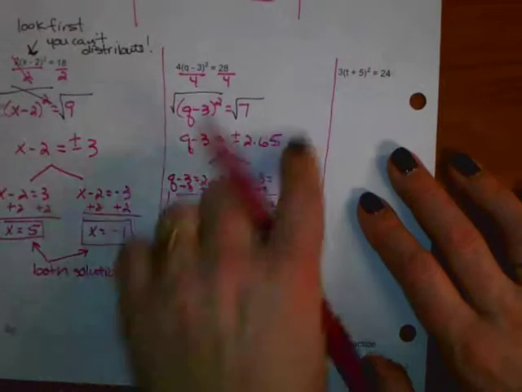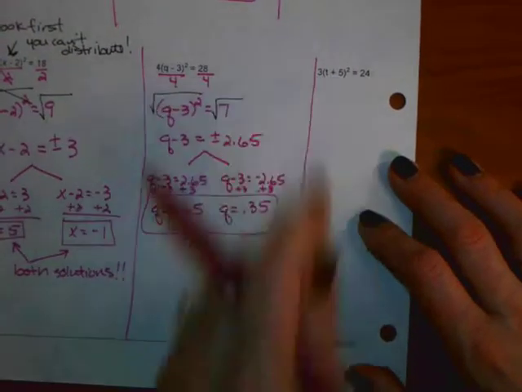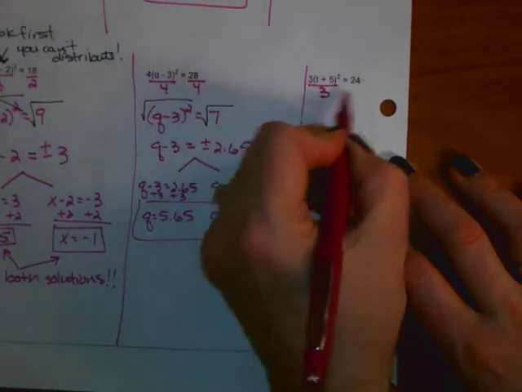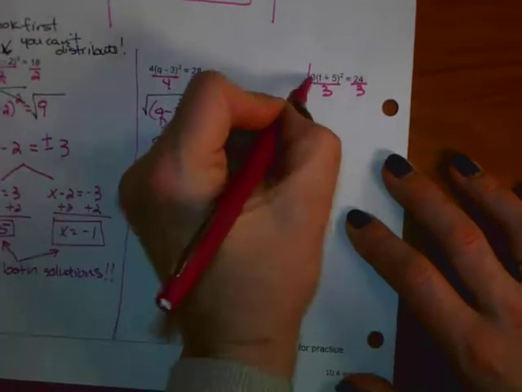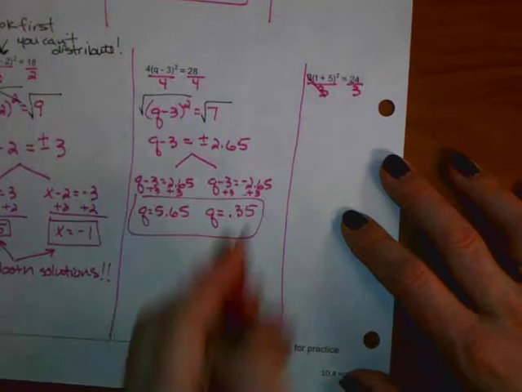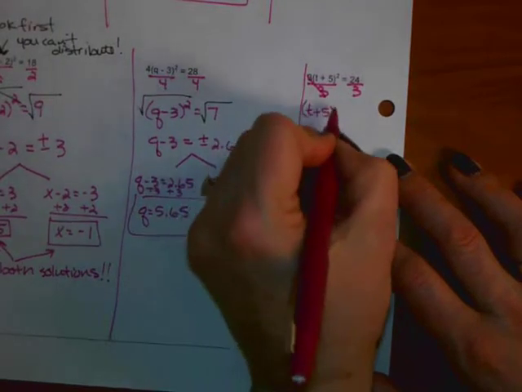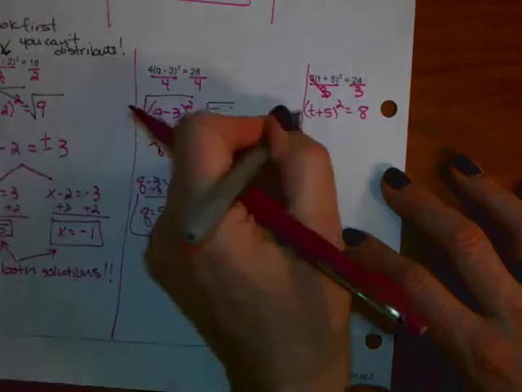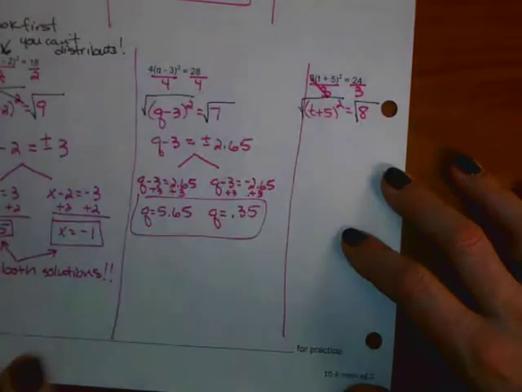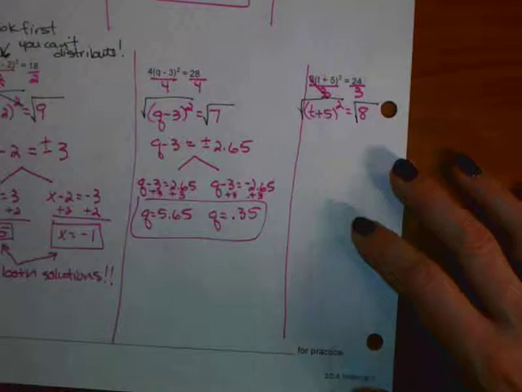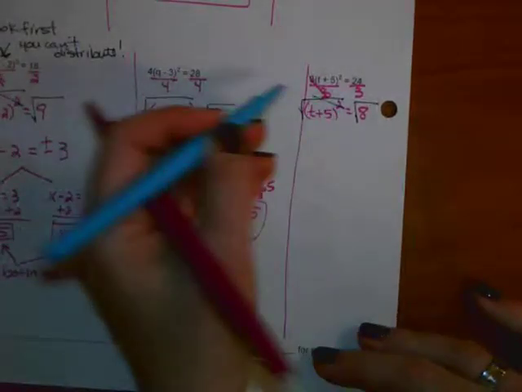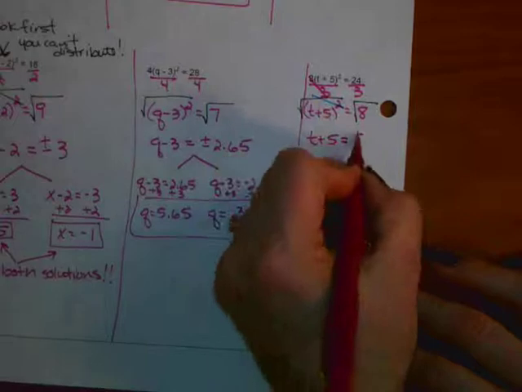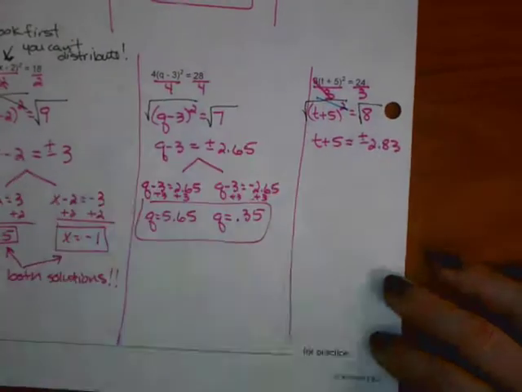Let's just do this one together, and then we'll be done. What's the first step, you guys? Everybody tell me, what's the first step? Right here. Divide by 3. That gets rid of this 3 out here. Then I have t plus 5 squared equals 8. Square root both sides. That helps me get rid of these things right here. And then I just have t plus 5 equals plus or minus 2.83. I had to round up for that one.